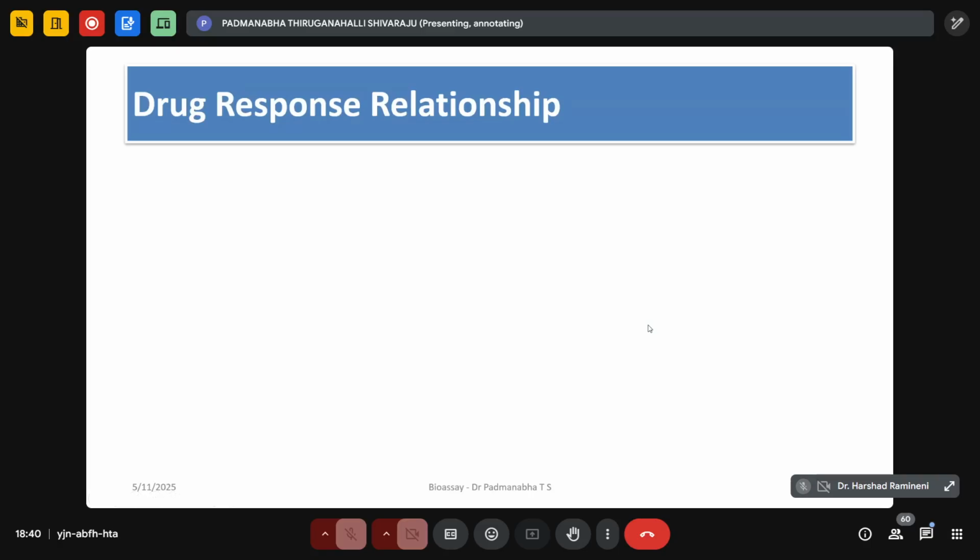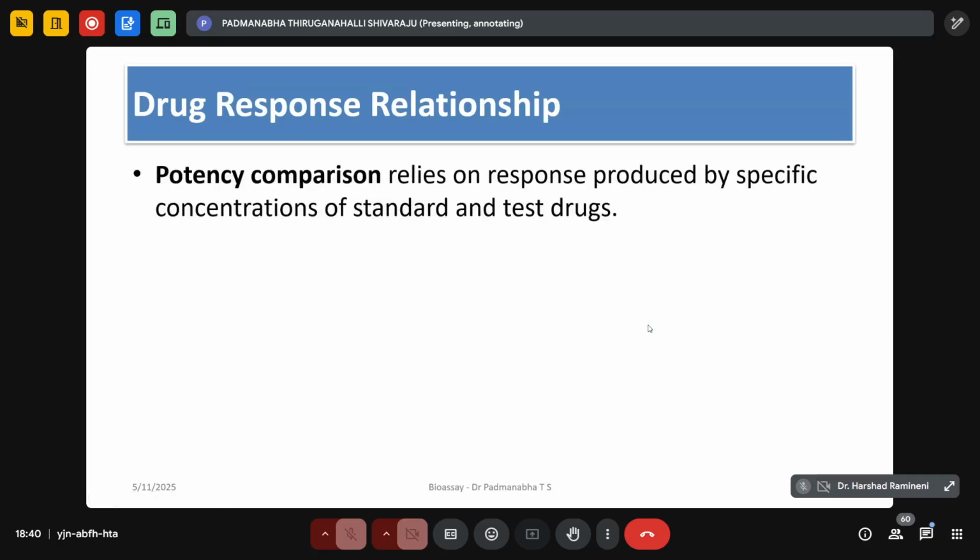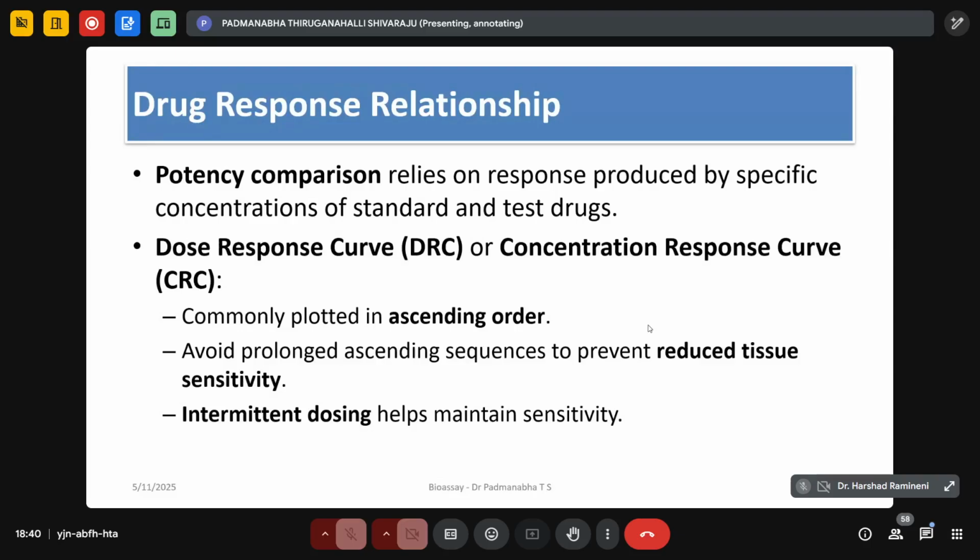Then coming to the dose response relationship. So basically, what is the dose response relationship? It tells us about the potency comparison between the standardized drug as well as the test drug. So what is the dose response curve? Basically, it is nothing but at what concentration we are getting the responses.